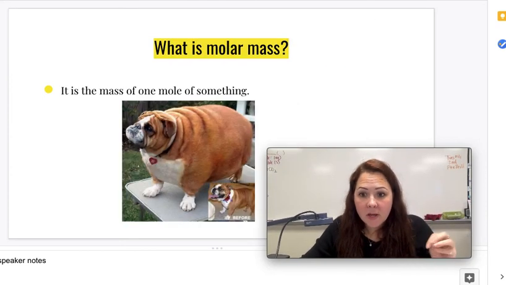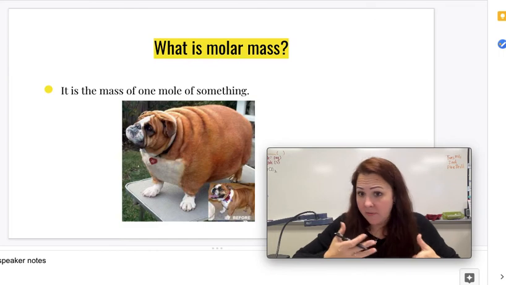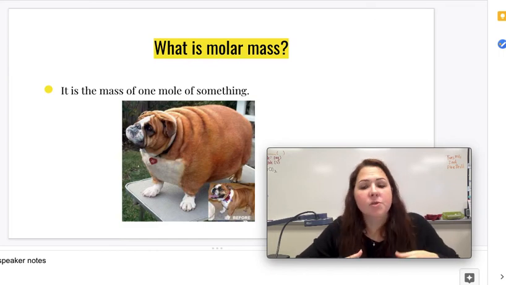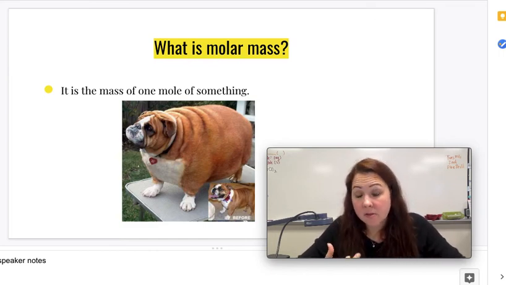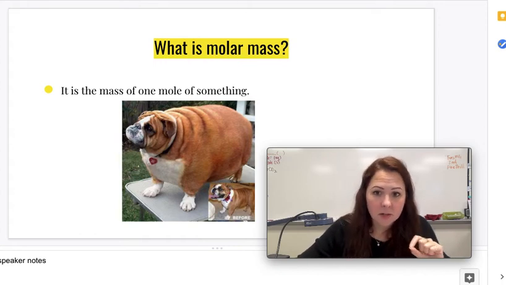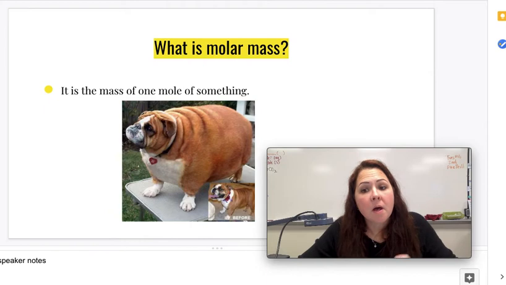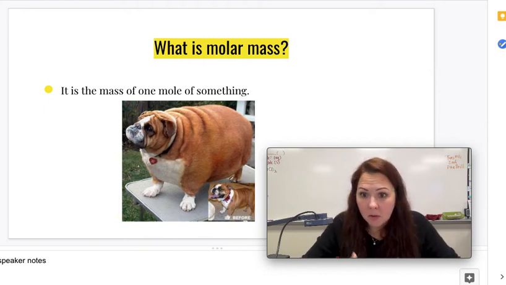So when we're looking at the mass of a sample of atoms, molecules, or formula units, remember a molecule is something that is covalent, a formula unit is something that is ionic, and an atom is a single element from the periodic table. They all mean the same thing. Like if you have water molecules, H2O, that is a molecule because it's covalent, and you have 1 mole of that sample, it's kind of like saying a dozen.